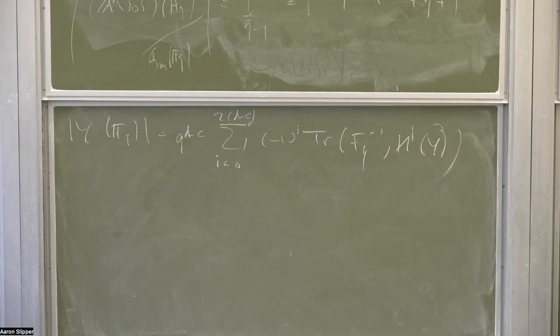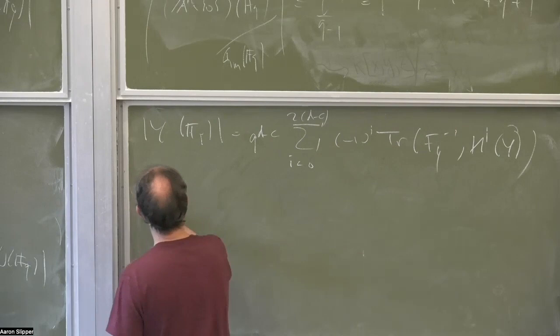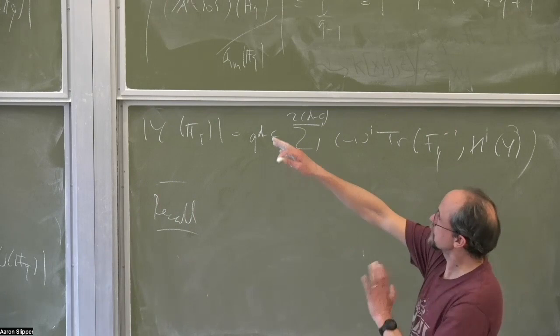And so, somehow, this is counting the number of points in F_q that are not in U. So this must be counting the number of points in Y. So there must be some reason that it matches up with this formula. And so there is a reason. And the reason is that, again, everything should be smooth. So why should it be smooth?